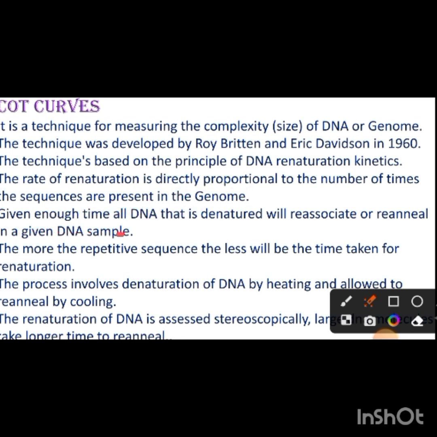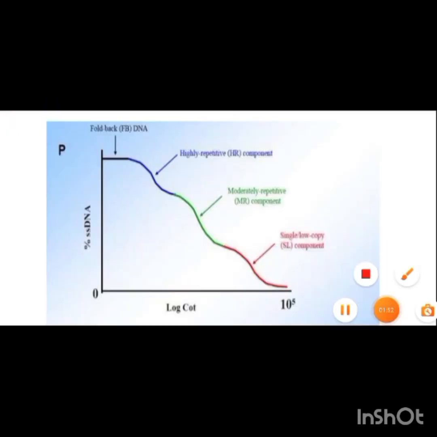Given enough time, all DNA that is denatured will reassociate or reanneal in a given DNA sample. The more repetitive the sequence, the less time is taken for renaturation. The process involves denaturation of DNA by heating and allowing it to reanneal by cooling. The renaturation of DNA is assessed spectroscopically.